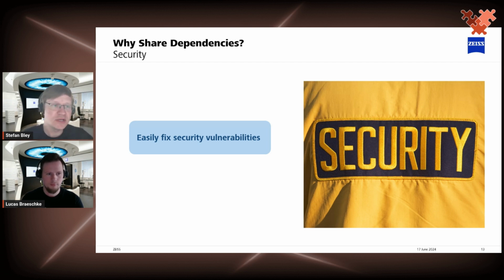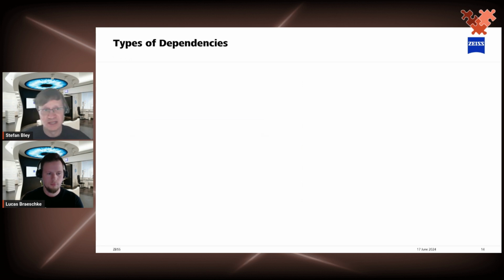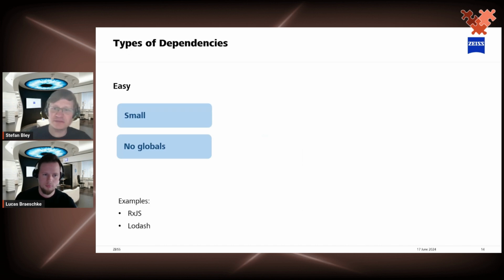Okay, so now that we know why we would want to share dependencies, let's have a look into the types of dependencies. And I've clustered them here into 3 groups. The first one is what I call the easy group. These are small dependencies. They don't have any global variables and no other dependencies. And they usually don't need any special consideration in the micro frontend setup. Two examples here would be RxJS or Lodash.